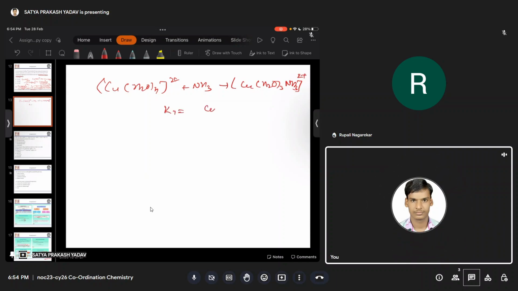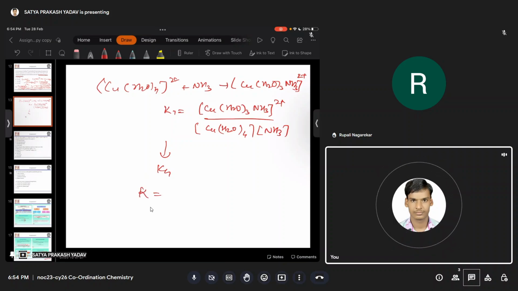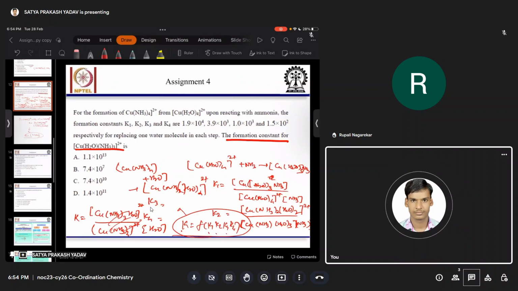So K1 is [Cu(H2O)3NH3]2+ divided by [Cu(H2O)4]2+ times NH3. Similarly, you have to write up to K4 and find out the relation of K in terms of K1, K2, K3 and K4. So what is the relation? If you find that out, then you will get the answer of this one. See, 7.4 into 10 to the power 10.